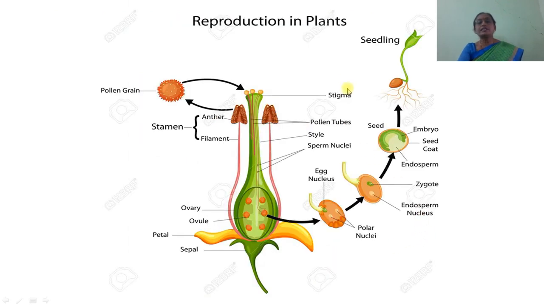This is reproduction in plants particularly. This is the whole process. First of all, there are four whorls in the flower: calyx, corolla, androecium and gynoecium. As we have stated earlier, the calyx is made up of sepals, the corolla is made up of petals, then the androecium is made up of stamens, and stamens are made up of anthers and filaments.